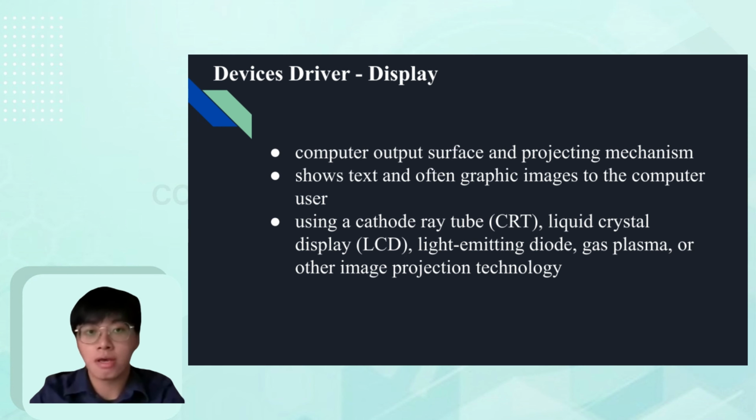And the third one is display. Display is a computer output surface and projecting mechanism that shows text and often graphic images to the computer user using a cathode ray tube, CRT, liquid crystal display, LCD, light emitting diode, gas plasma, or other image projection technology.